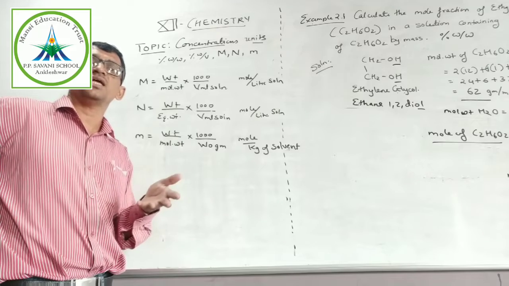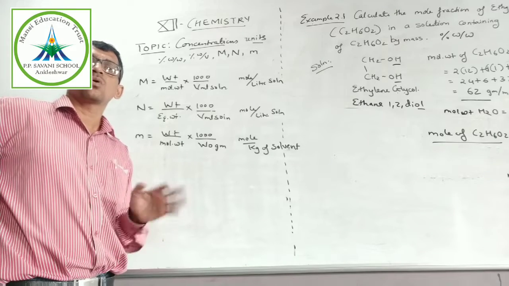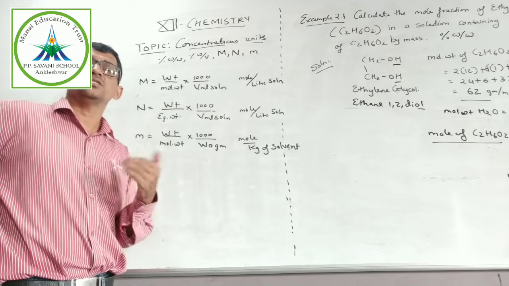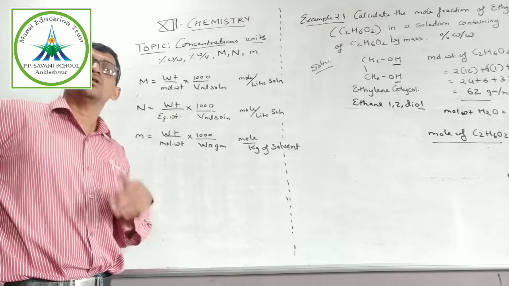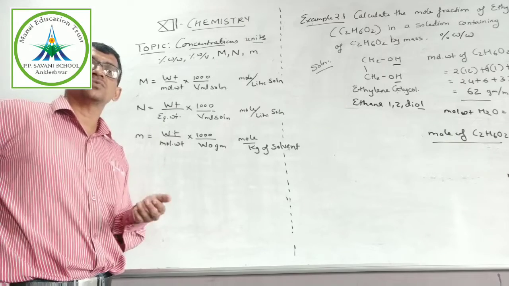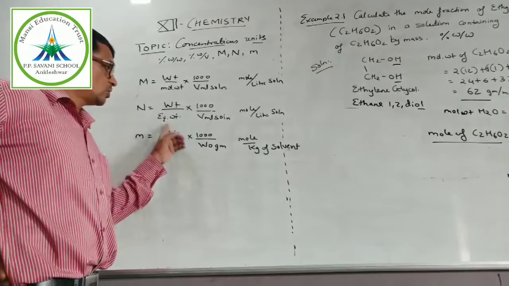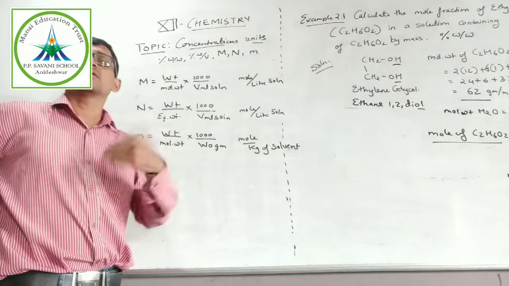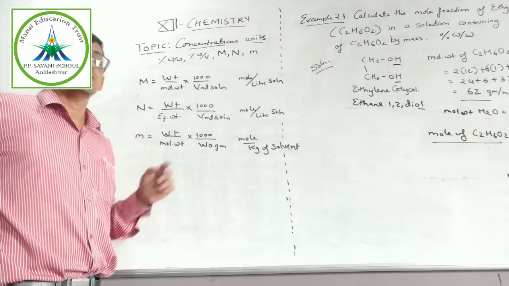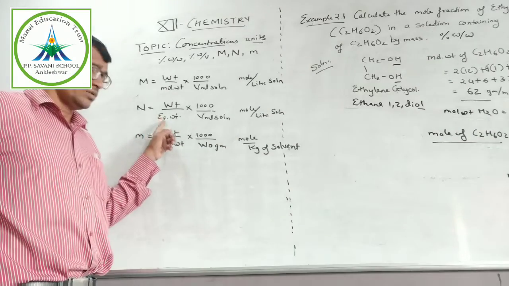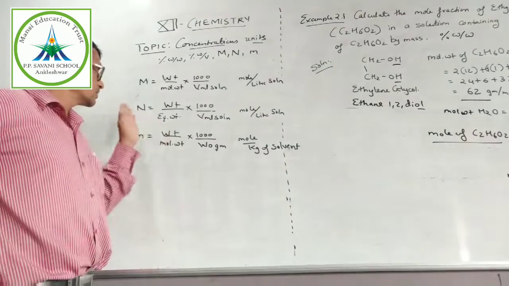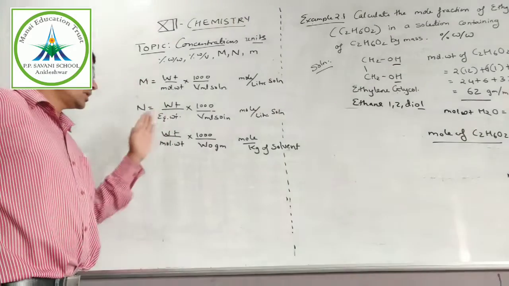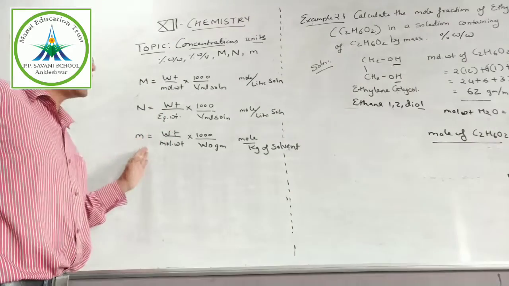Again, equivalent weight is equal to molecular weight divided by acidity or basicity, or replaceable H or replaceable OH, or in terms of redox it is the change in oxidation number, in other words electron transfer. So equivalent weight is equal to molecular weight divided by a certain factor. Okay, so molarity, normality and molality.